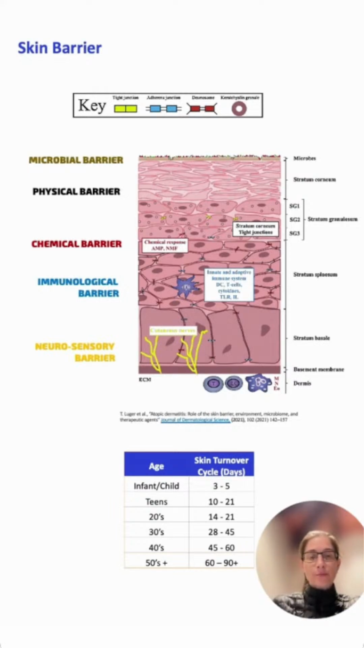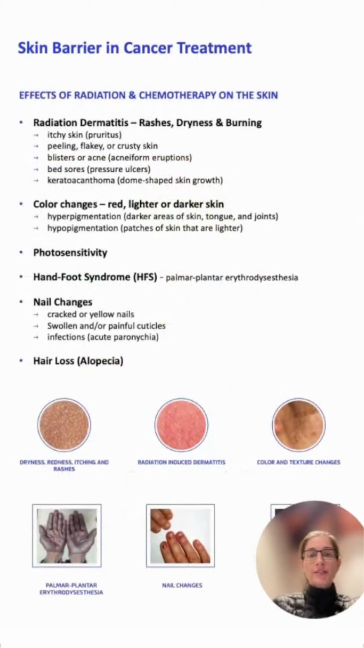The basement membrane separates the epidermis from the dermis, and the dermis is much, much thicker than the epidermis. The thickness of the epidermis is about like a human hair, whereas the dermis is much thicker, in millimeters. That provides the structural support, blood supply, and a home for many of the immune cells. Overall, the figure shows that the skin barrier is not just the simple wall we see, but a complex layered system where physical structure, chemical defense, immune cells, and nerves all interact to protect the body from microbes and environmental insults. So now what happens when you have cancer and cancer treatment?